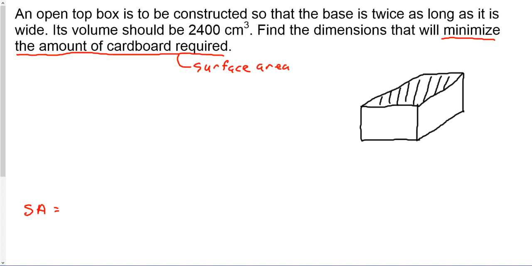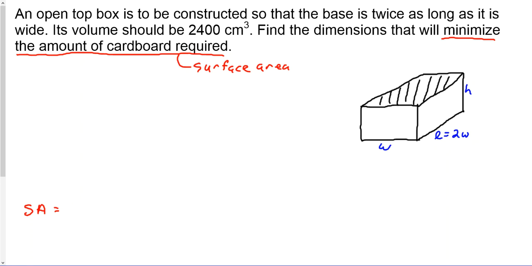But first, let's just take a look at the information that we are given here. So we got the open top box. We've drawn it with the top that's open. Its base is going to be twice as long as it is wide. So let's choose some variables here. We'll say that this is the width, this is the length, and this is the height. And we know that its base is twice as long as it is wide, so our length is 2 times our width. The volume should be 2400 centimeters squared.